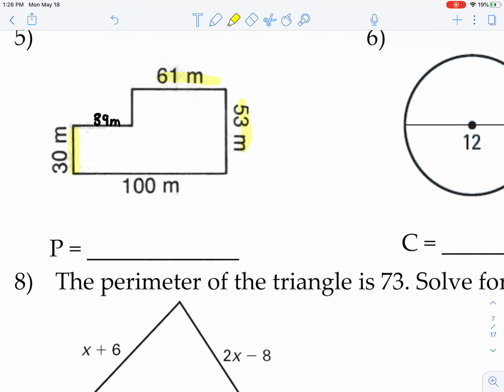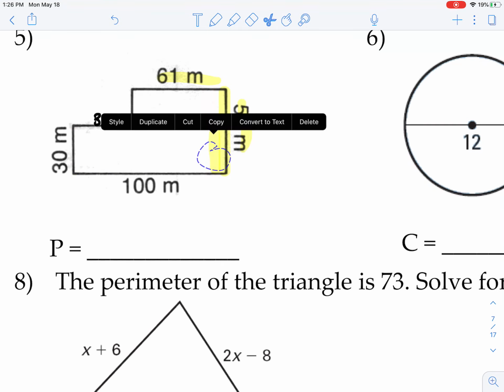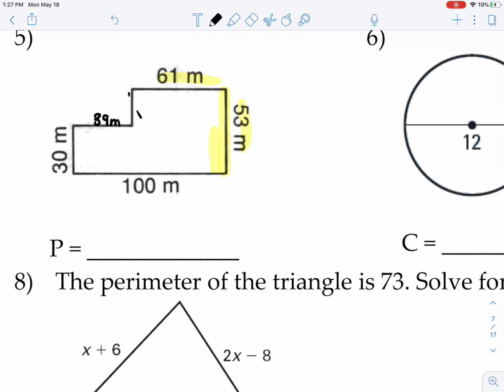This is 30. This entire length is 53. And so if I subtract the 30, it's going to give me what's left over, which goes there. So 53 minus 30 is 23. Now that I have all my sides, let's add them up. So 30 plus 100 plus 53 plus 61 plus 23 plus 39.